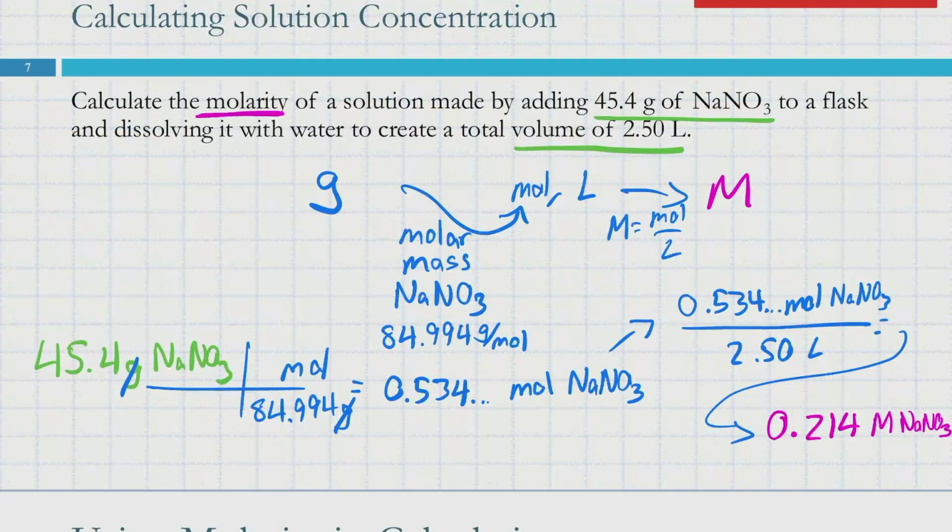The way that we would typically pronounce this, the capital M, is molar. So it's 0.214 molar sodium nitrate solution. So just drop the "ity" at the end.